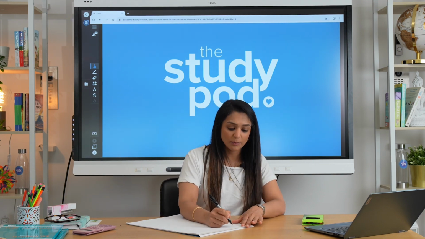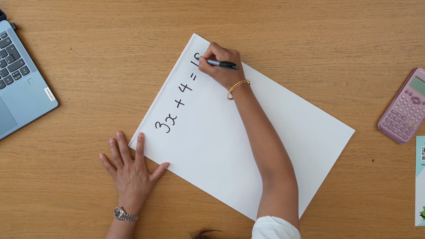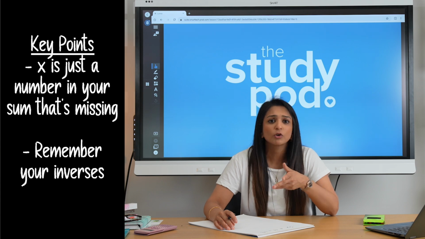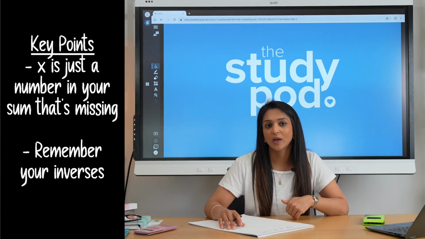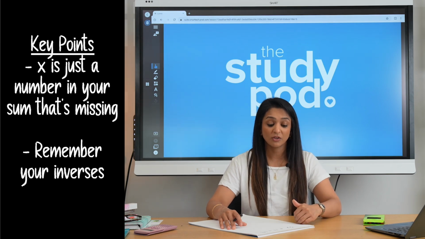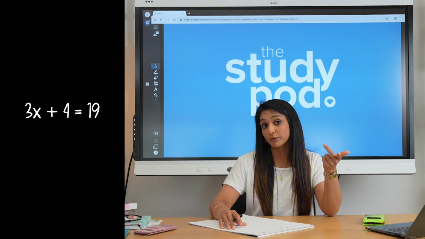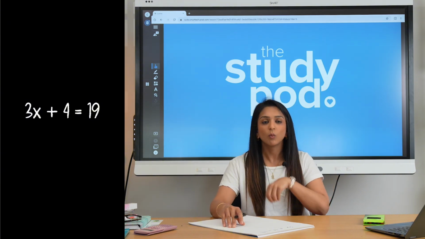So let's take an example of 3x + 4 = 19. Now that x is just a number in your sum that's missing and you've got to work out what it is. And remember your inverses when you're solving equations. So if we take this question, 3x + 4 = 19, we've taken a number, we've times it by 3, we've added a 4, and that's given us 19. Our job is to work out what that number is.